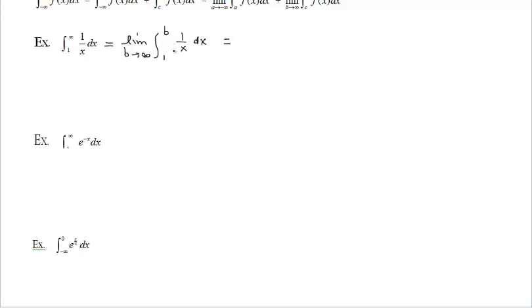Okay, so how we proceed is we find this integral right here, and then we bring in the limit last. So the limit is just kind of on hold for right now, but it does need to come through the problem as you're working through it.